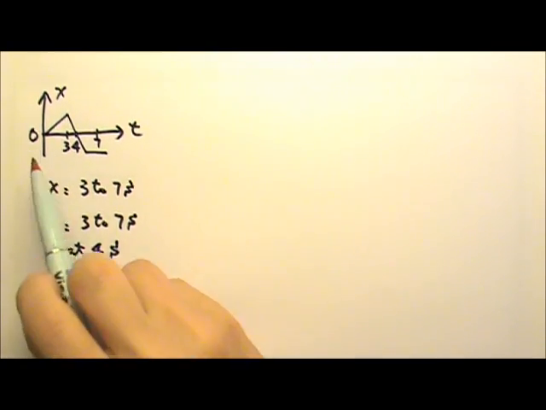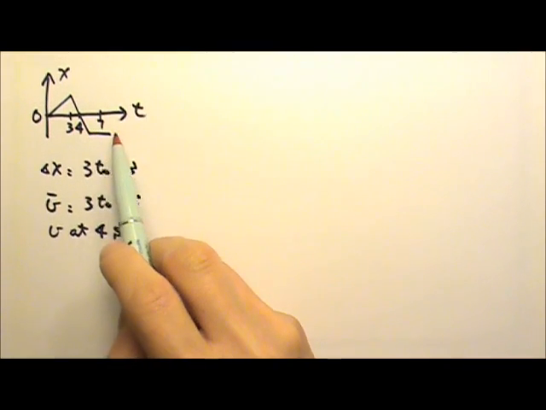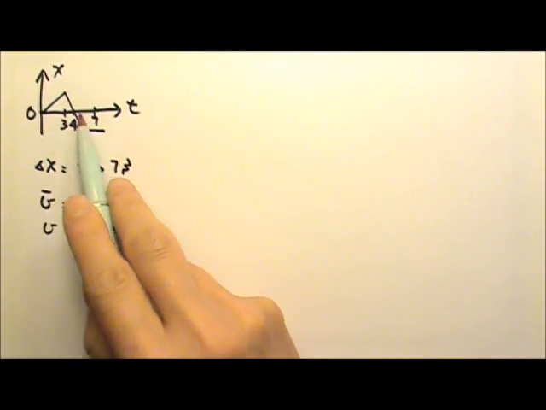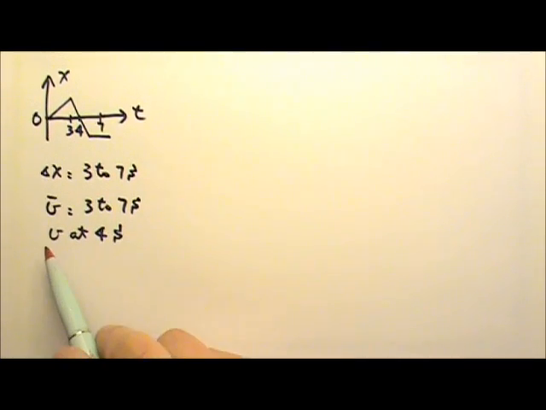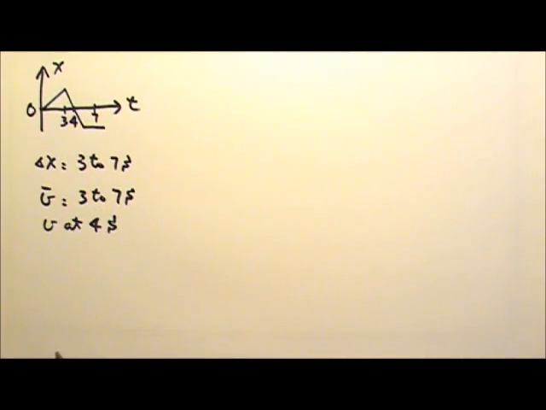For example, I can give you a position versus time graph that looks like this. And I can ask you to find the displacement between 3 and 7 seconds, the average velocity between 3 and 7 seconds, and the instantaneous velocity at 4 seconds.